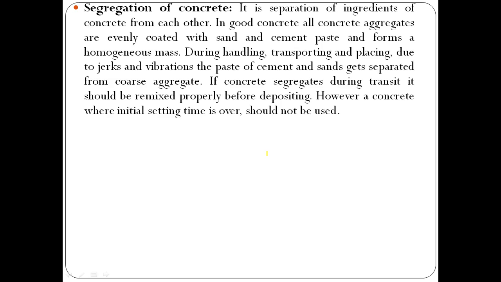If you look at the third option, that is segregation, it is the separation of ingredients from this particular concrete. In good concrete, all aggregates are evenly coated with the sand and cement paste, which forms a homogeneous mass. But during handling, transporting and placing, or due to jerks and vibrations, the paste of cement and sand gets separated from the coarse aggregate. If this happens during transit, it should be remixed properly before depositing. However, concrete where the initial setting time is over should not be used.